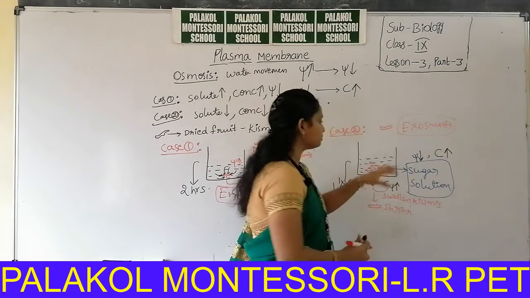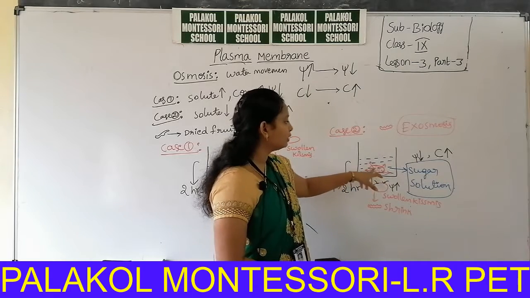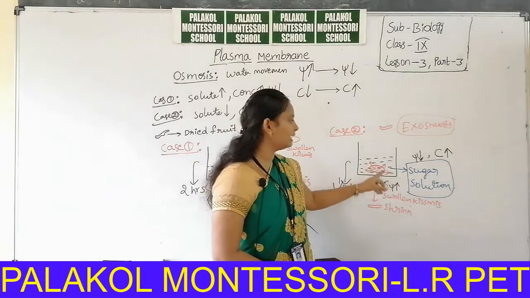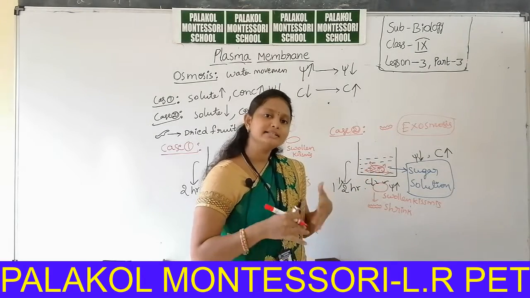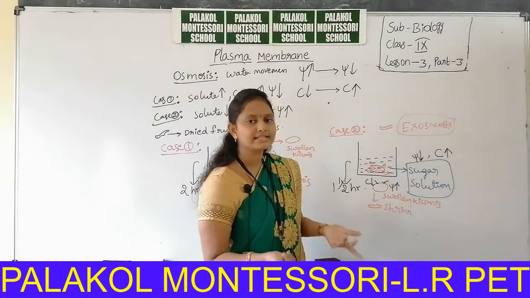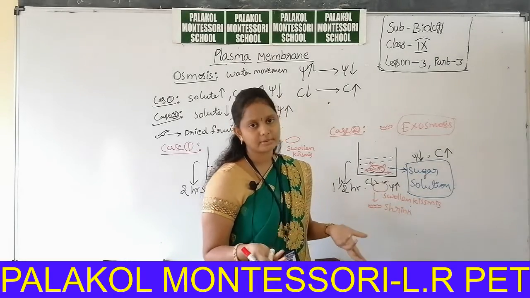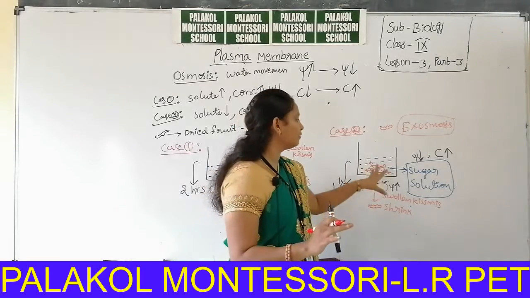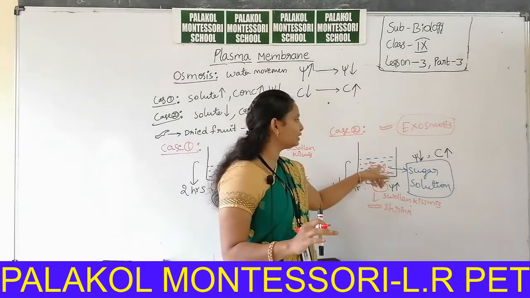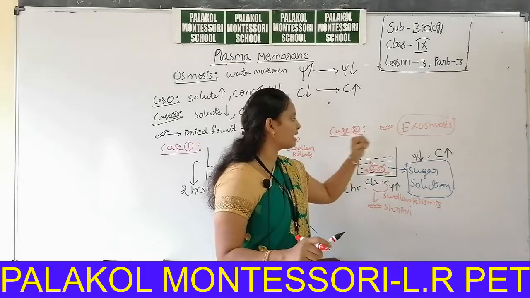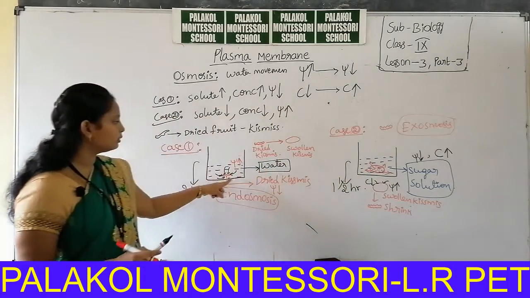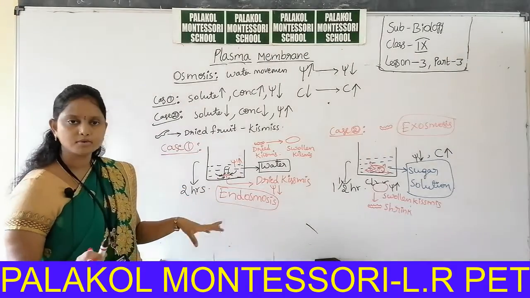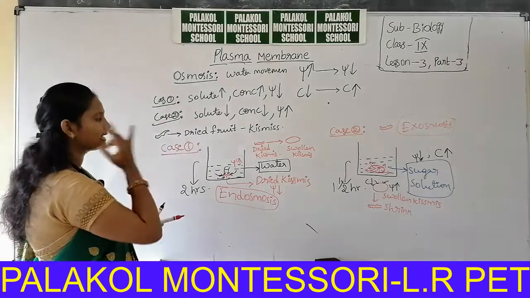In exosmosis, water comes from inside towards the outside of the cell. Which cell? Kismis. Inside the kismis cells are present. Inside the human body also cells are present. Inside the potato also cells are present. Inside any living organism there are cells. So water movement from inside to outside is called exosmosis. Here the water movement from the outer side to the inside takes place, so this is called endosmosis. Is it clear, students? This is about the kismis experiment.